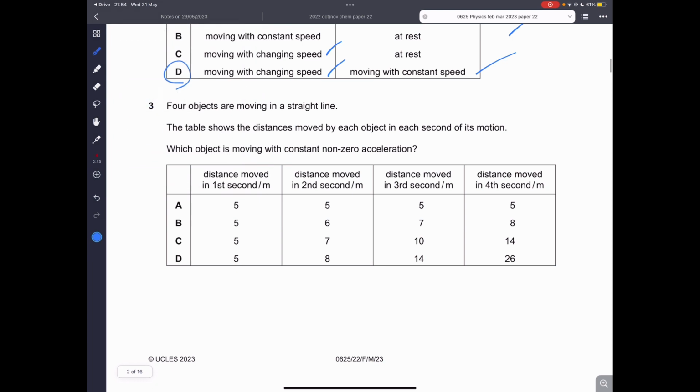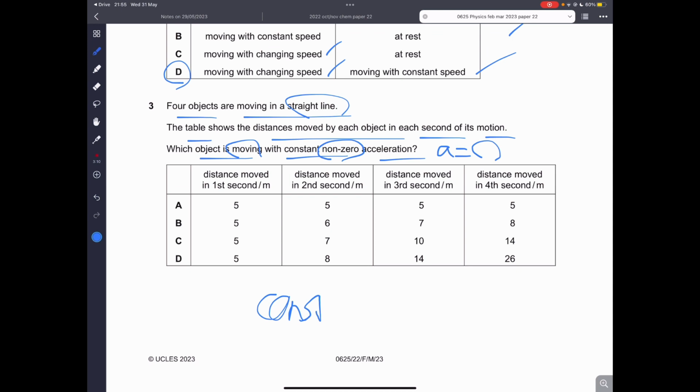Question number 3. 4 objects are moving in a straight line. The table shows the distance moved by each object in each second of its motion. Which object is moving with constant non-zero acceleration? So this has to be a constant acceleration, but the acceleration should not be 0. In other words, there has to be an acceleration, but the acceleration also has to be constant. So constant acceleration.